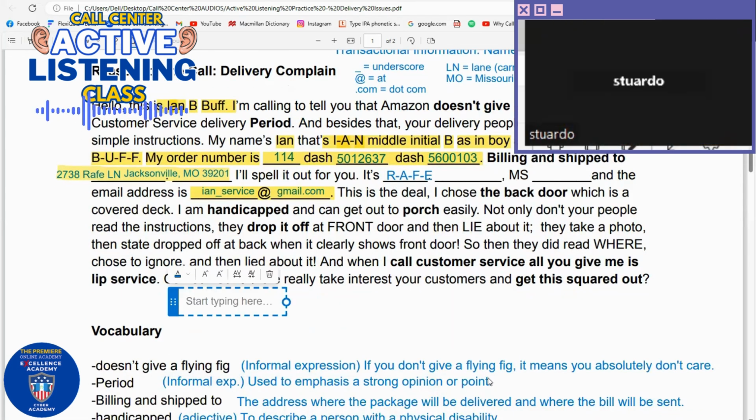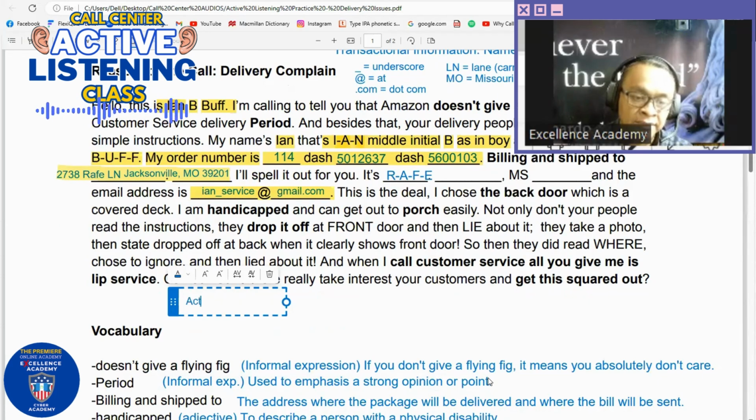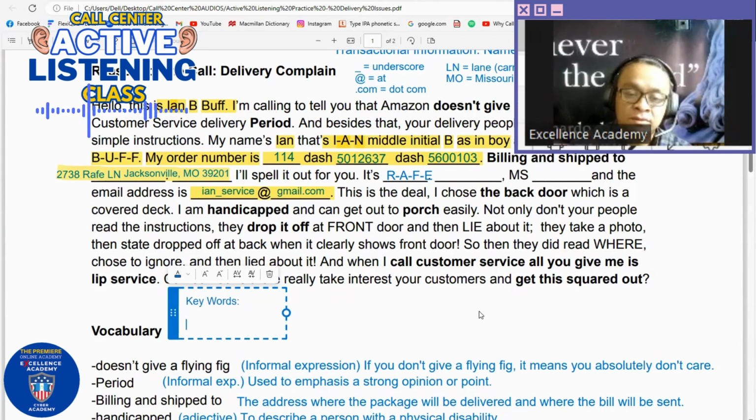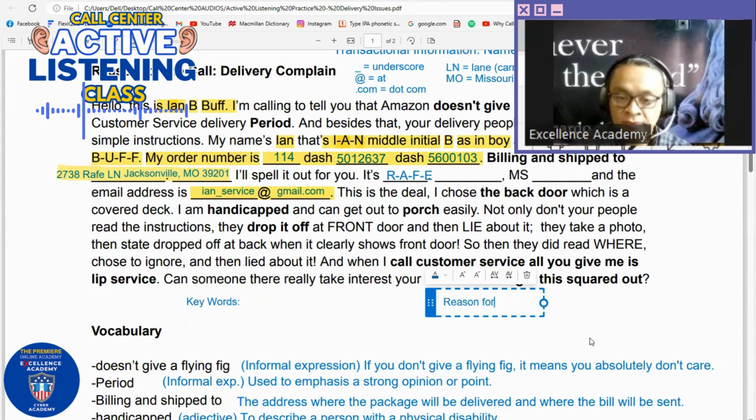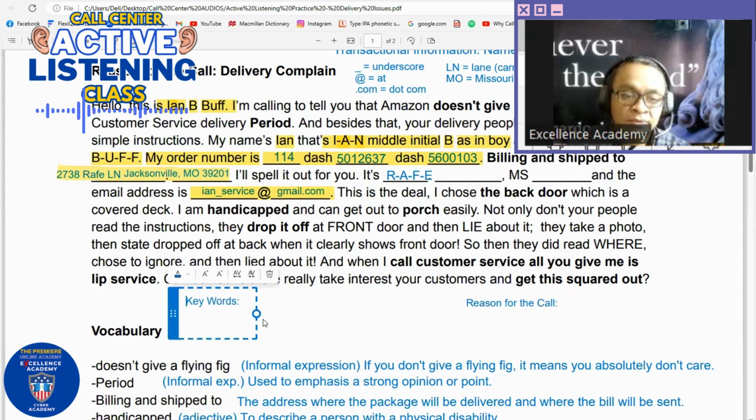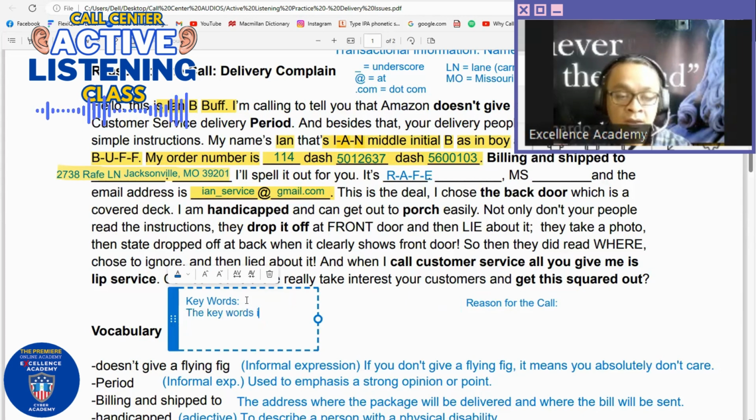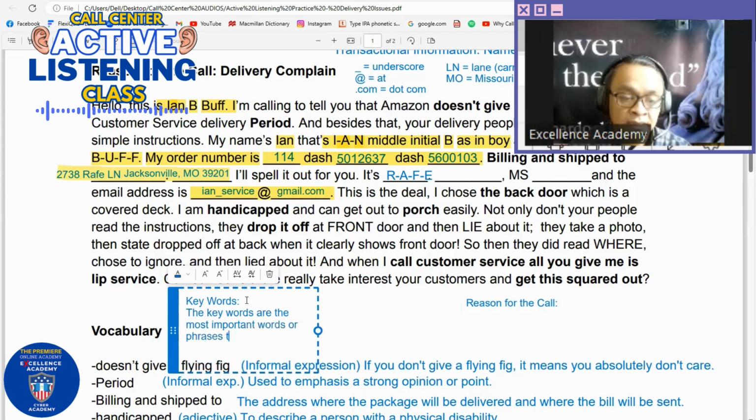Yes, coach. Okay, perfect. Now for listening, for active listening as well, we're going to have to listen to keywords. And with the keywords, we'll be able to understand the reason for the call. Okay, the keywords. What is the purpose of keywords? So everybody write this down. So the keywords are the most important words or phrases the customer will use to explain his concern, his problem, his situation.